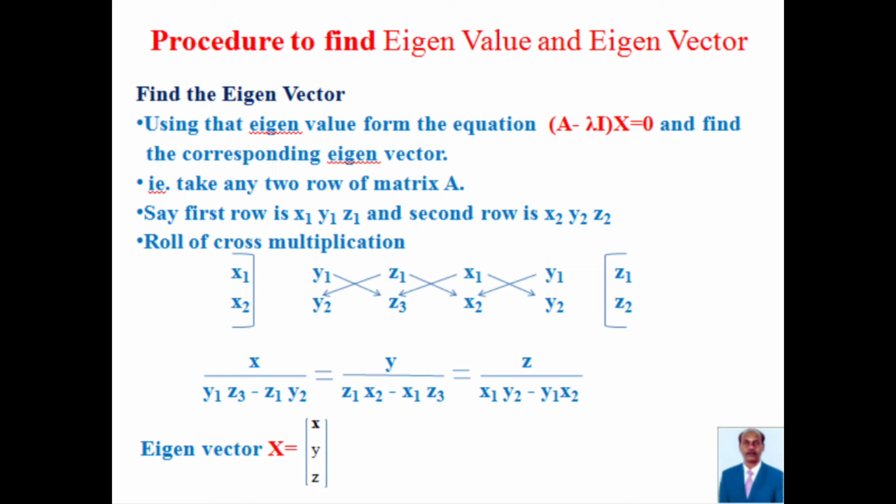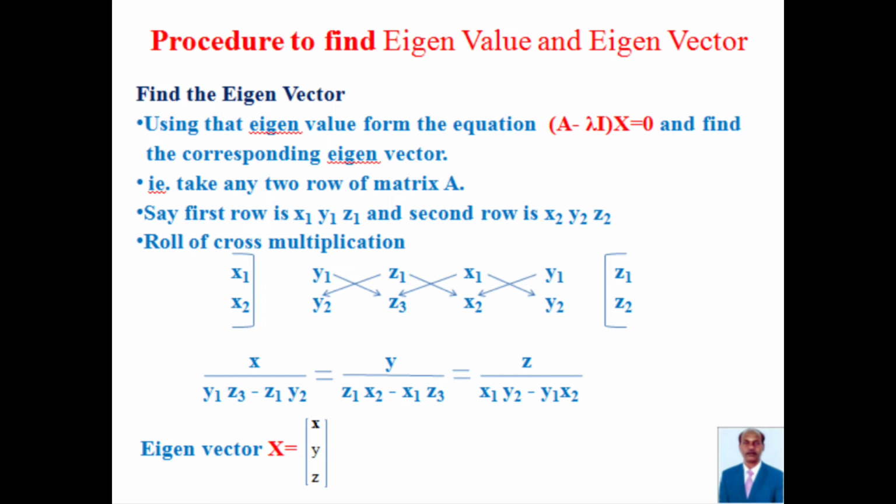Now we apply the rule of cross multiplication. First we take x1 y1 z1, and again x1 y1 z1, writing it 2 times. Similarly for the second row, x2 y2 z2, we write it 2 times. Omit the first x1 and x2. Similarly, omit the last z1 and z2. The remaining part we use for the cross multiplication.